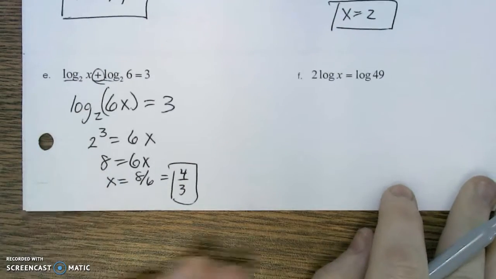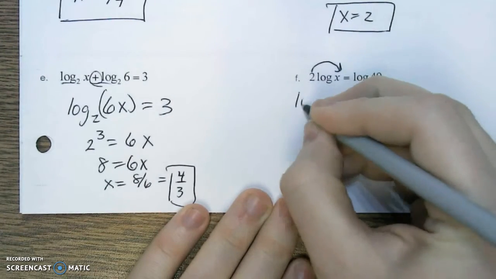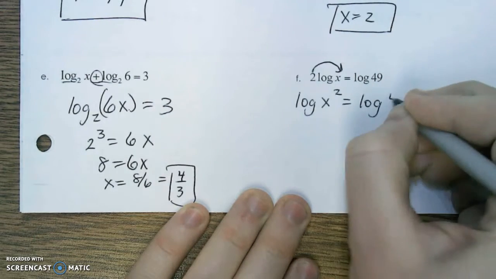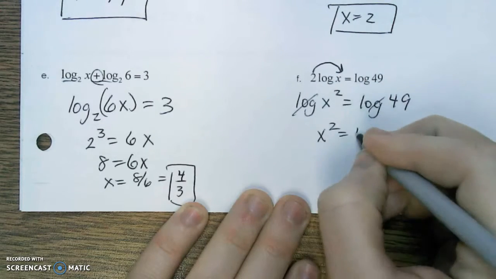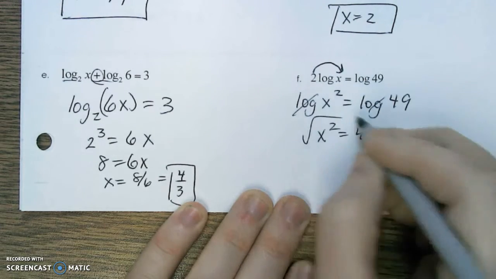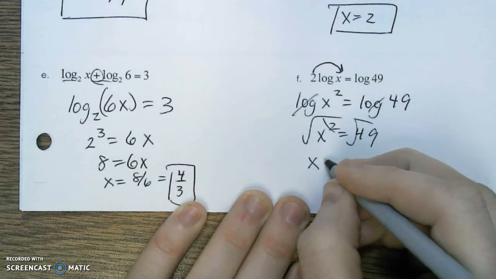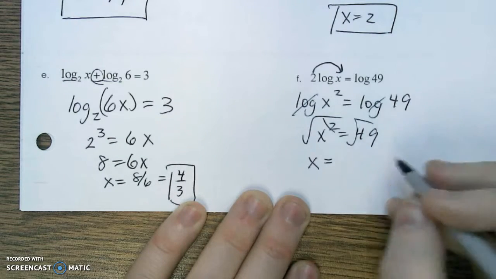And then over here, we can bring that 2 on top, make it an exponent, which is condensing. And then your log equals log cancels. And to solve, you can take the square root, which gives you plus or minus 7.